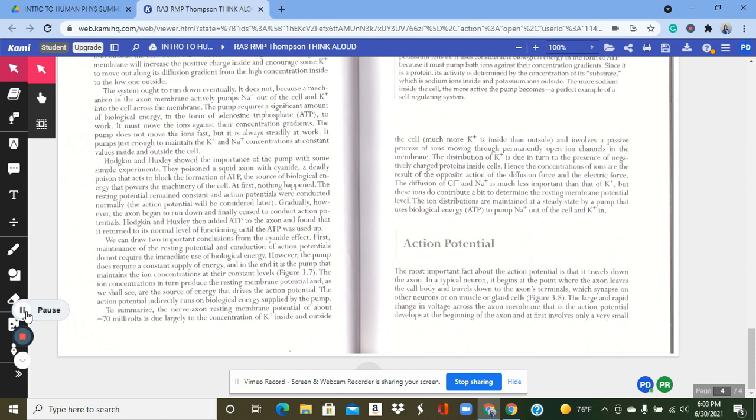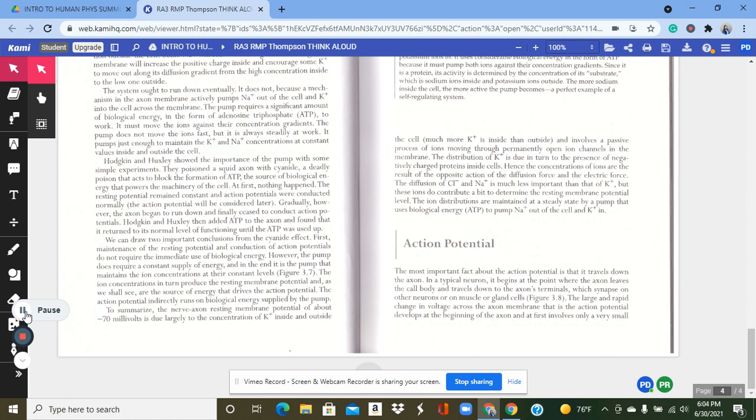Hodgkin and Huxley showed the importance of the pump with some simple experiments. They poisoned a squid axon with cyanide, a deadly poison that acts to block the formation of ATP, the source of biological energy that powers the machinery of the cell. At first, nothing happened. The resting potential remained constant and action potentials were conducted normally. The action potential will be considered later. Gradually, however, the axon began to run down and finally ceased to conduct action potentials. Hodgkin and Huxley then added ATP to the axon and found that it returned to its normal level of functioning until the ATP was used up.